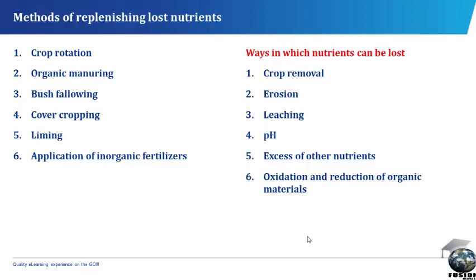Cover cropping. Cover cropping is the process of planting certain plants mainly to cover the soil surface. By so doing, the nutrients are conserved in the soil. Cover cropping helps to reduce the erosive capacity of moving water, therefore checking erosion.